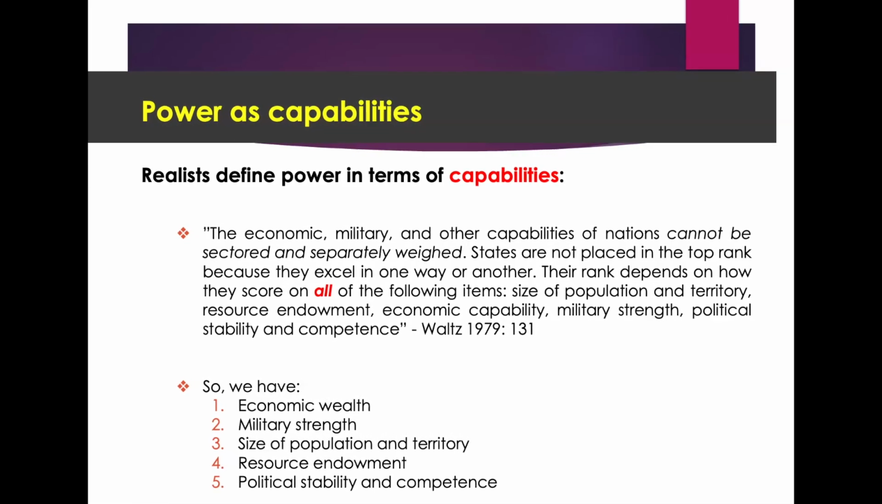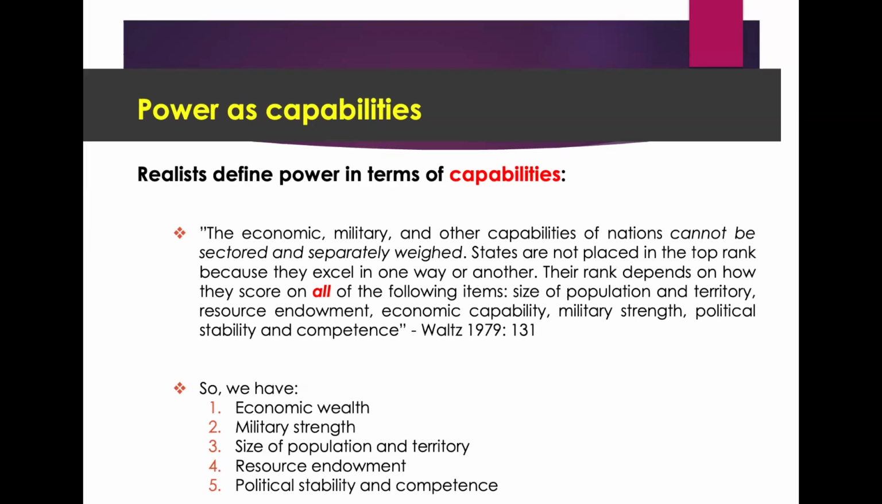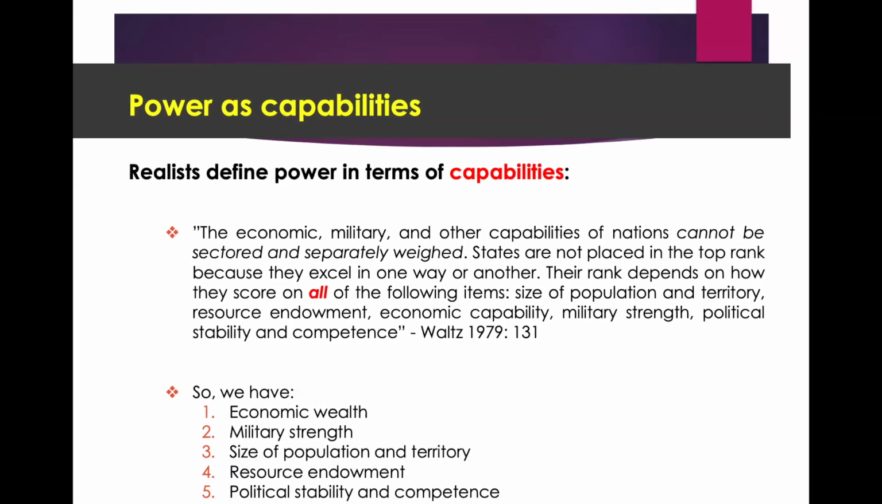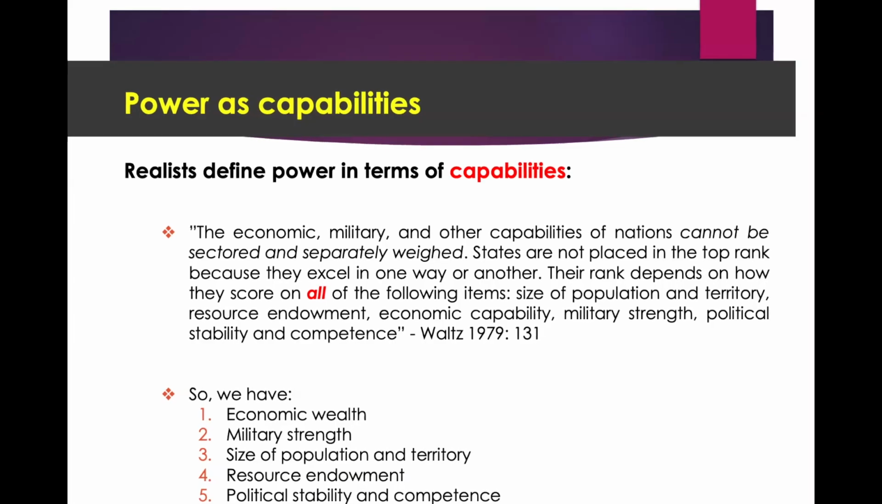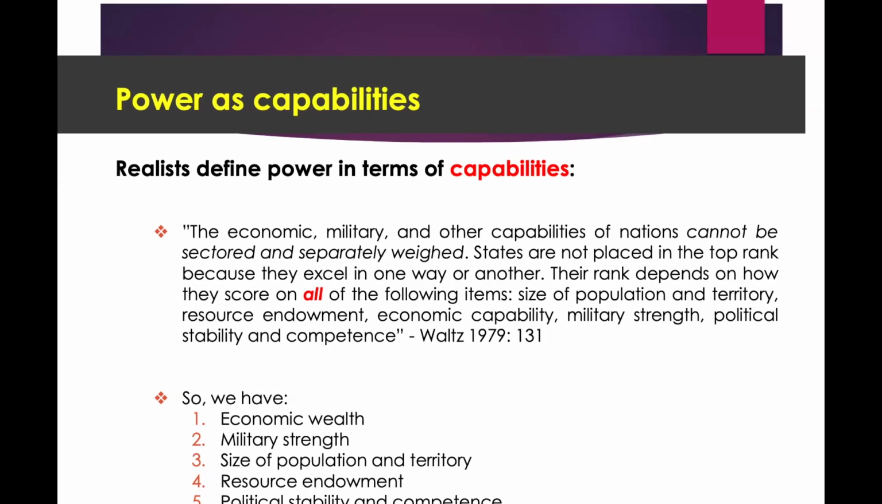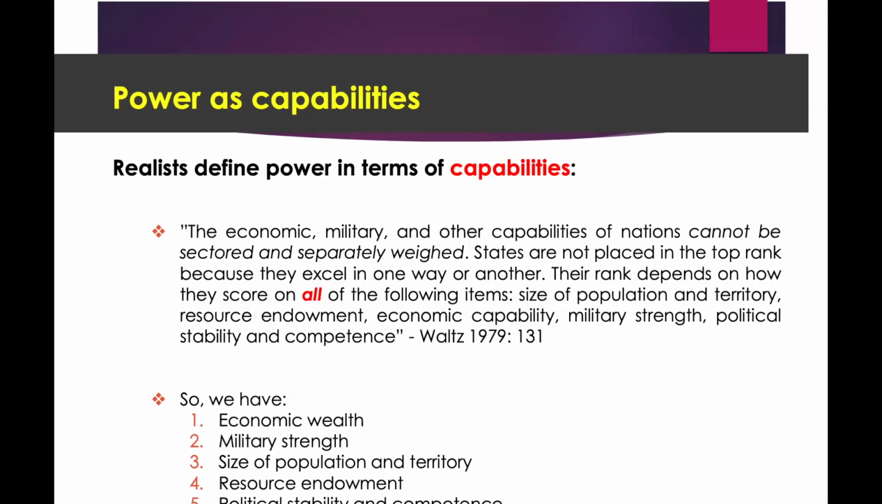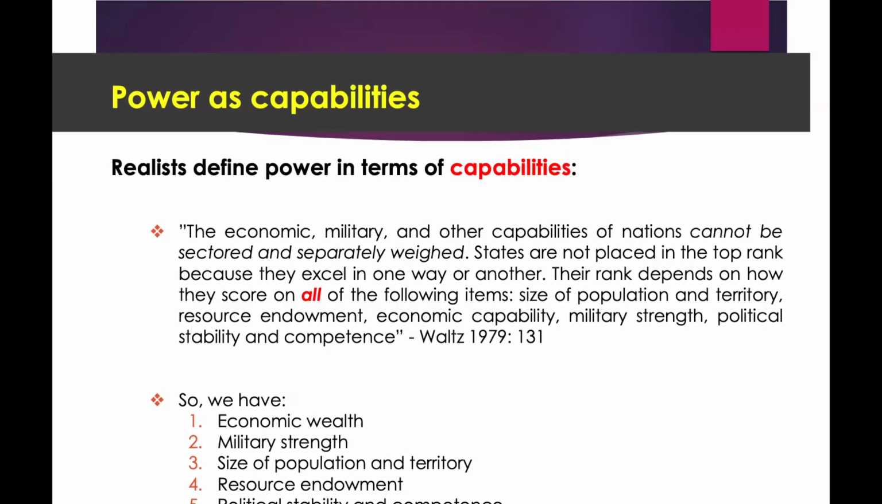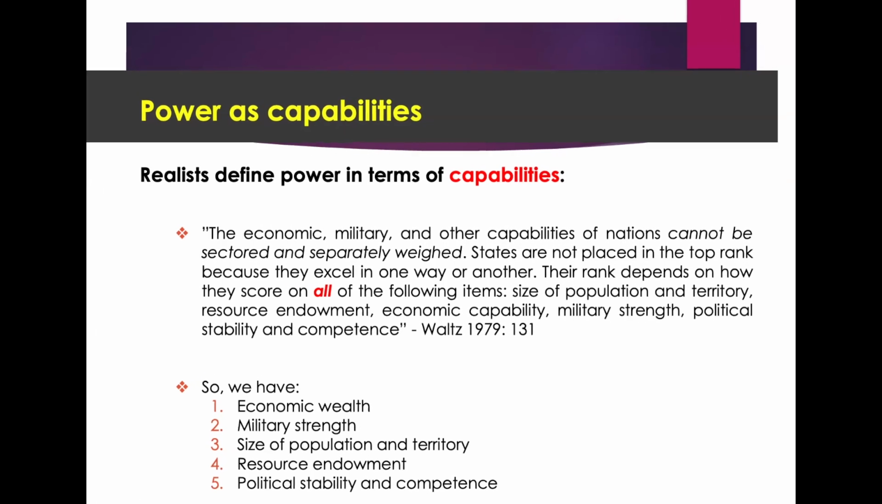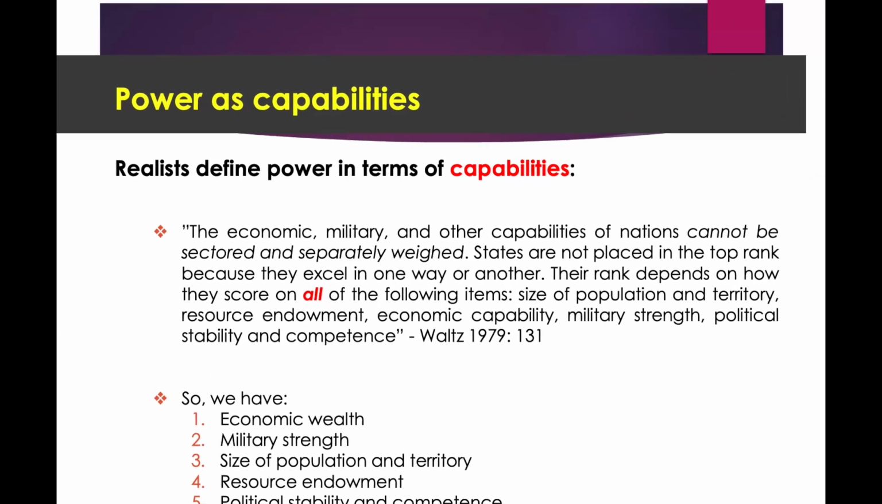States are not placed in the top rank because they excel in one way or another. Their rank depends on how they score on all of the following items: size of population and territory, resource endowment, economic capability, military strength, political stability, and competence. That is basically how realists define power in terms of capabilities.